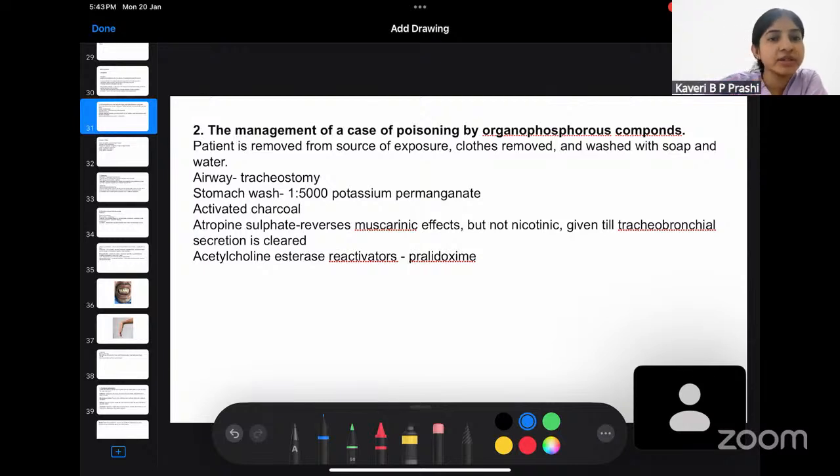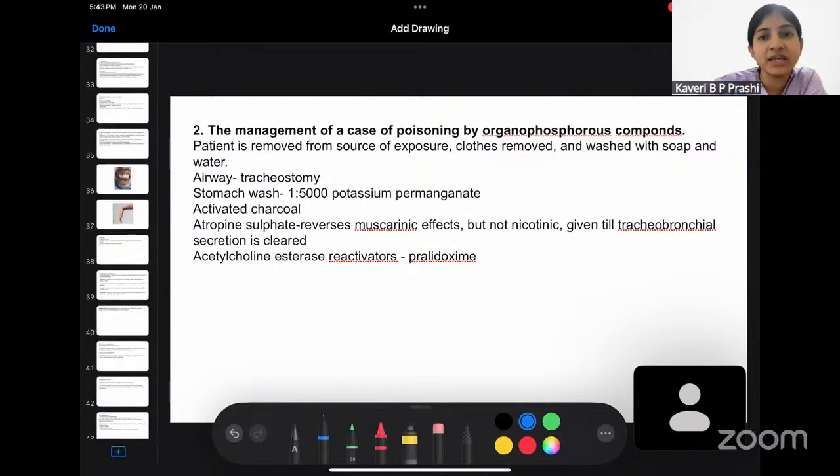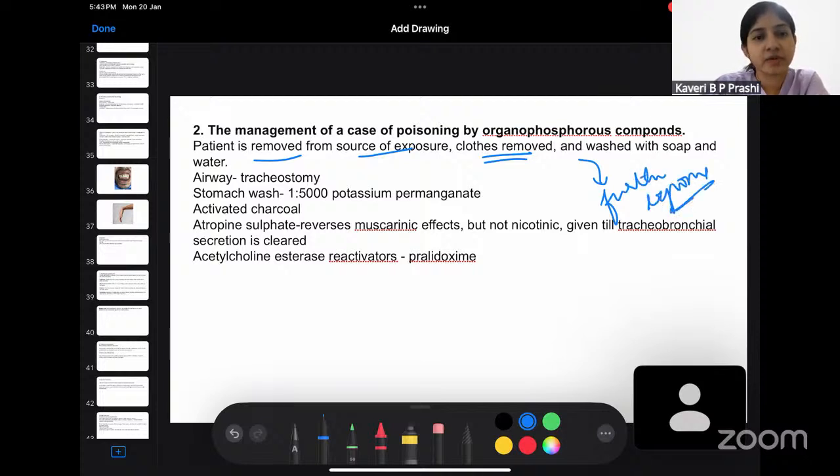Coming to the second question, the management of a case of poisoning by organophosphorus compounds. First, what do you do? The patient is removed from the source of exposure. His clothes are all removed and washed with soap and water. When you do this, further exposure is prevented. Then to secure the airway, you can give tracheostomy and you can give 100% oxygen, because of which SpO2 gets maintained. You can give a stomach wash using 1:5000 potassium permanganate. So that is going to prevent further absorption of the poison from the stomach.